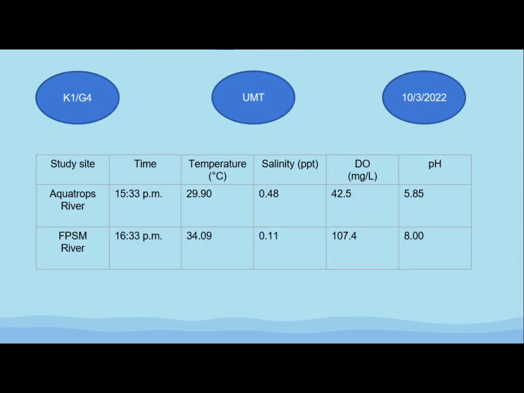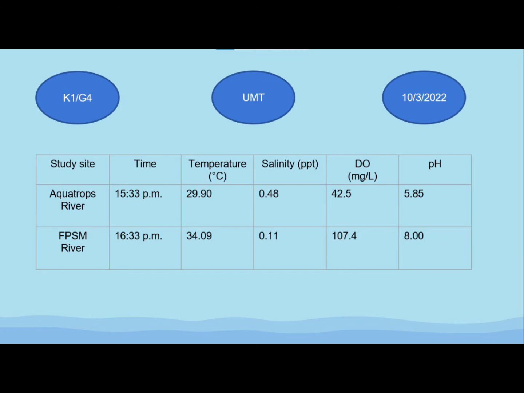For the results part, the study sites we took are AQU3003 River and SPSM River. For the AQU3003 River at 1533, the temperature we got is 29.90 degrees Celsius. For the salinity we got 0.48 ppt, the dissolved oxygen is 42.5 mg per L, and the pH for the AQU3003 River is 5.85.